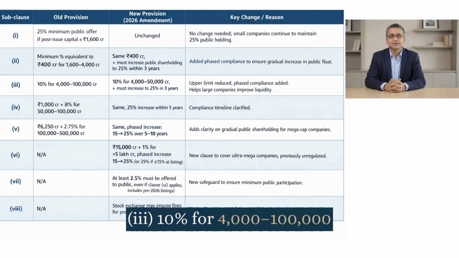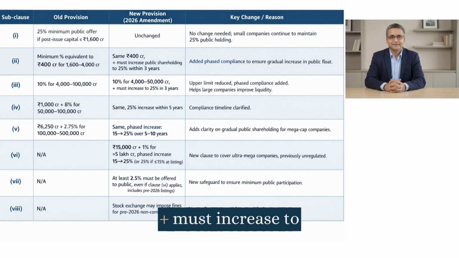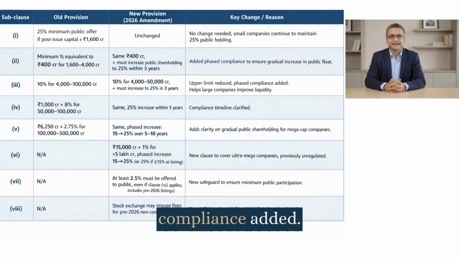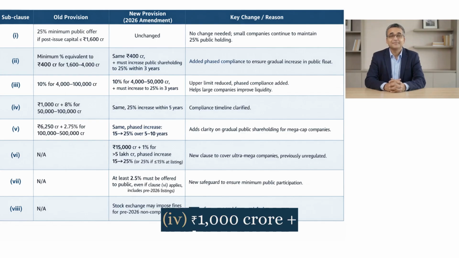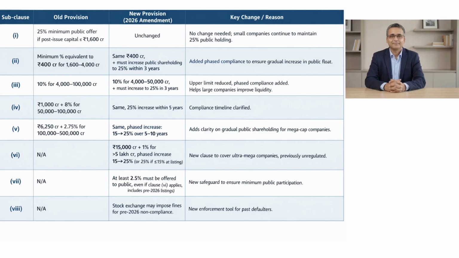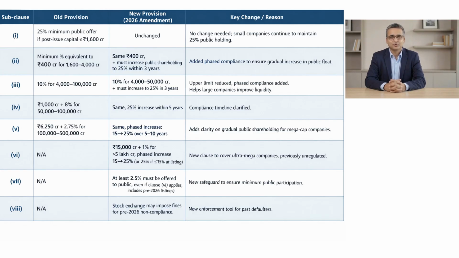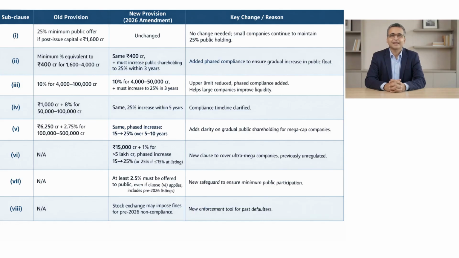Old: 10% for 4,000 to 100,000 crore. New: 10% for 4,000 to 50,000 crore, plus must increase to 25% in 3 years. Upper limit reduced, phased compliance added. Helps large companies improve liquidity. 1,000 crore rupees plus 8% for 50,000 to 100,000 crore. Same, 25% increase within 5 years. Compliance timeline clarified.